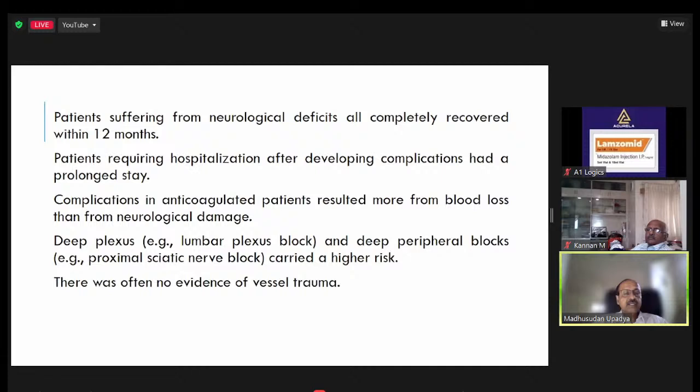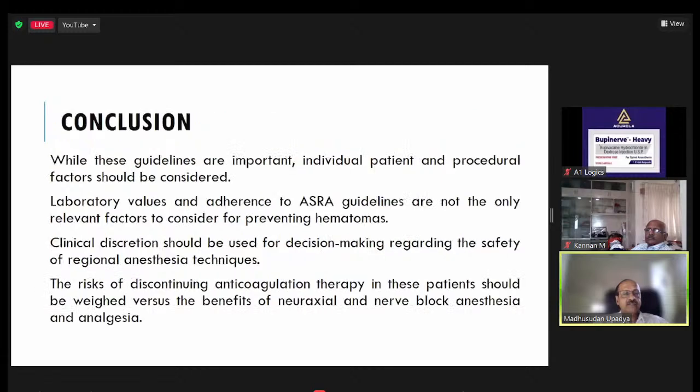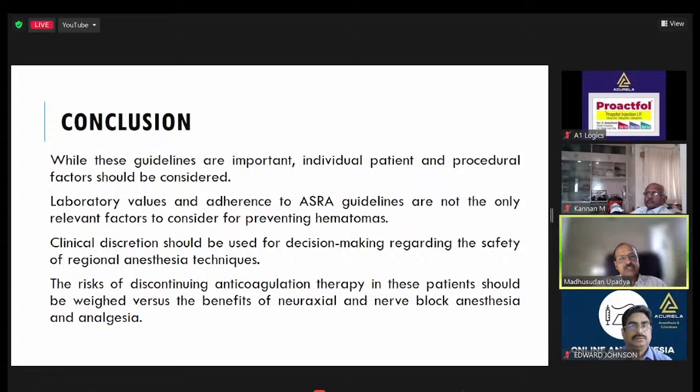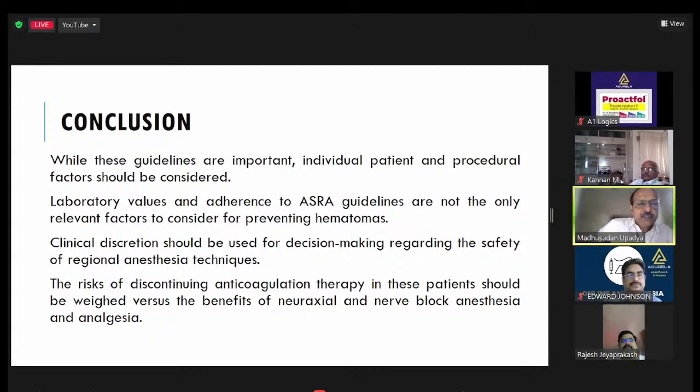Deep plexus blocks like lumbar plexus block or deep peripheral blocks like sciatic nerve blocks carried a higher risk. And there was often no evidence of vessel trauma. Especially when you do these blocks under ultrasound guidance, obviously, it's very rare that you will hit a vessel and puncture. The patient generally bleeds because the patient has been on blood thinners.